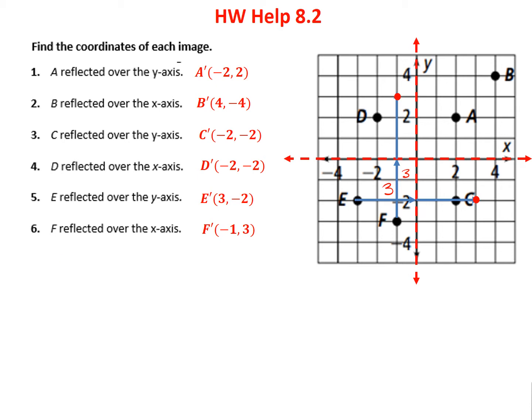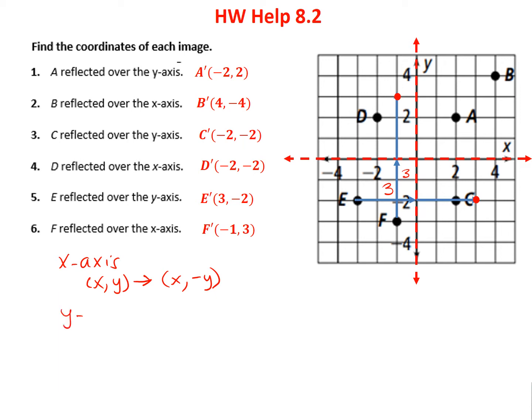Notice when we go over the x-axis, crossing the x-axis, the x stays the same, but the y becomes negative. So you can write a rule for it. Reflection over the x-axis becomes: the x stays the same, but the y becomes minus y. And you can check that out on numbers 2, 4, and 6.